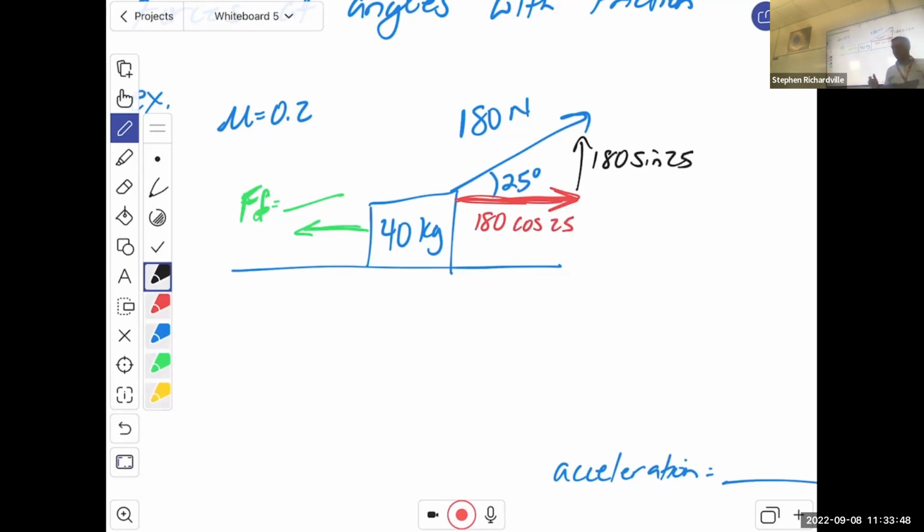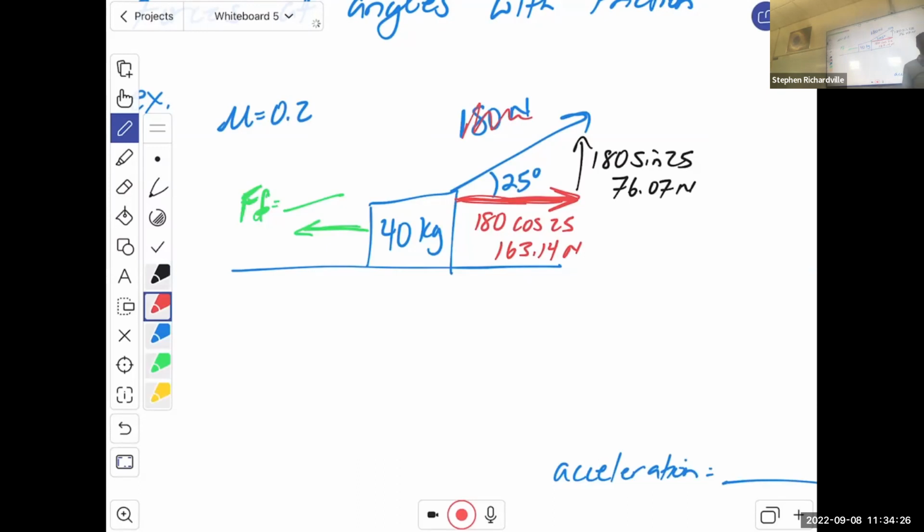That goes back to sine is opposite over hypotenuse. So sine 25 is opposite over hypotenuse. Cosine of 25 is adjacent over hypotenuse. Cosine is 163. Sine is 76.7 newtons. And just like last chapter, that 180 is kind of irrelevant to me now. It doesn't mean much. What's important to me is how much is making it go, the 163, and how much is just kind of lifting up on itself.